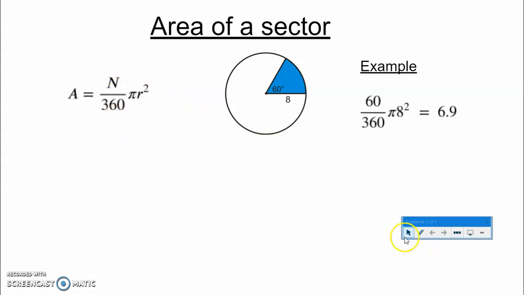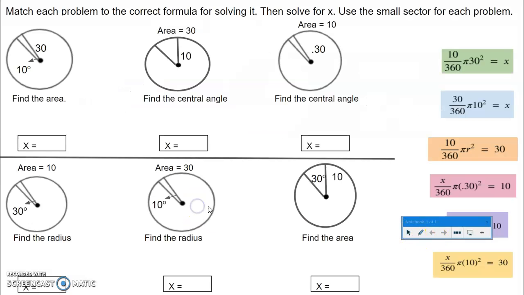All right, so the next slide is using that formula. I'll do a couple of these, and then I'm going to let you do the rest of them on your own. So the first one, find the area of the sector. I'll draw these in. These are your little sectors here, just in between the two radii.